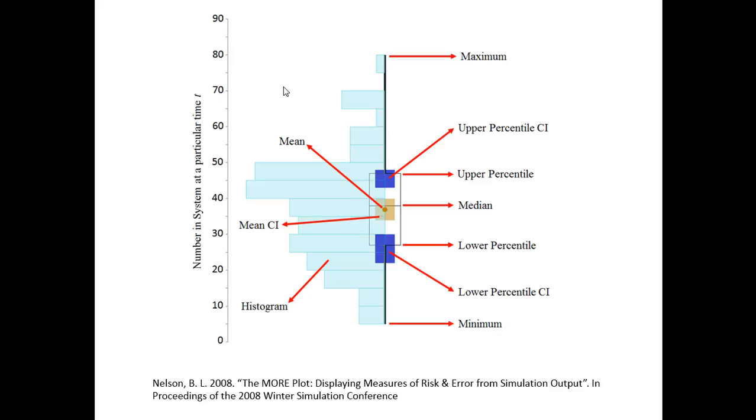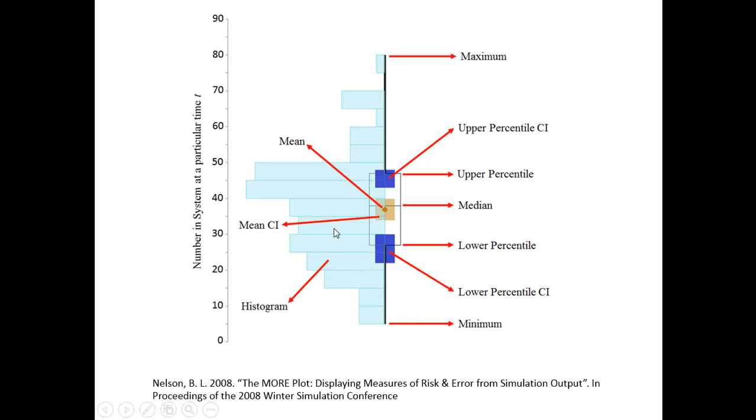So the MORE plot, again, as you can imagine, MORE stands for measures of risk and error, is a plot that provides some information about, of course, measures of risk and error. So let's talk about the different components of the MORE plot first. Here we can see that the MORE plot is essentially a combination of a histogram and a box plot, but it also has some additional components in it.